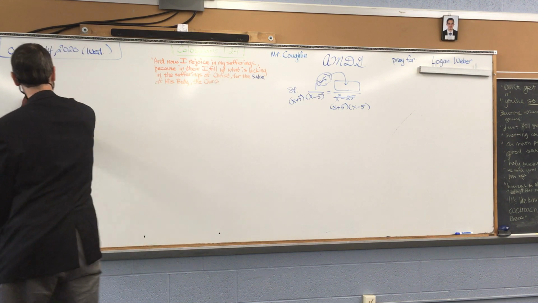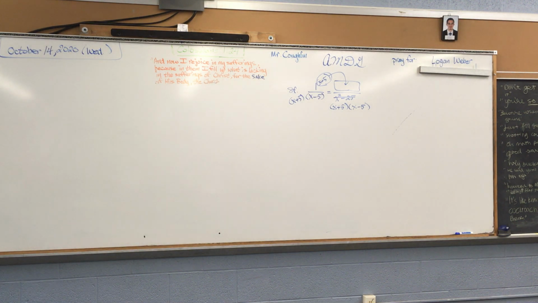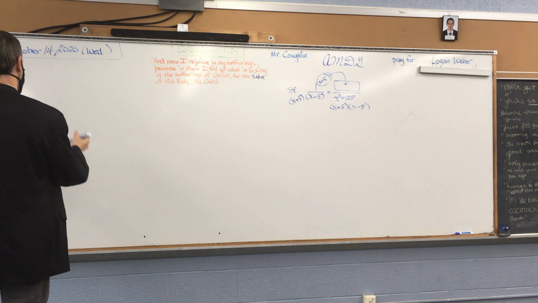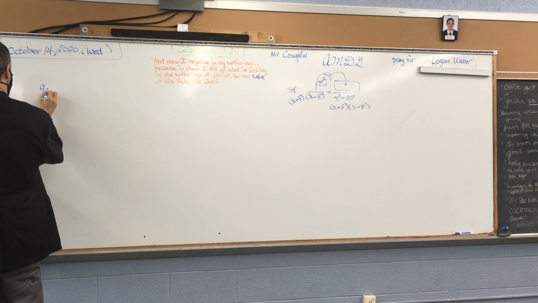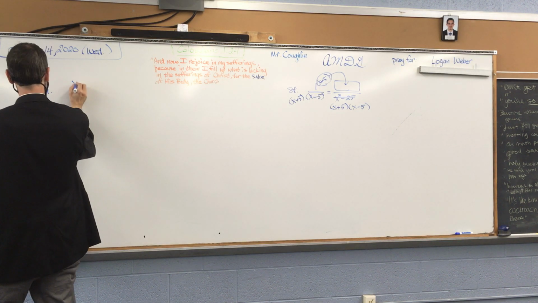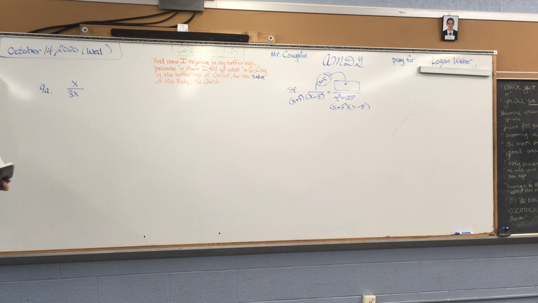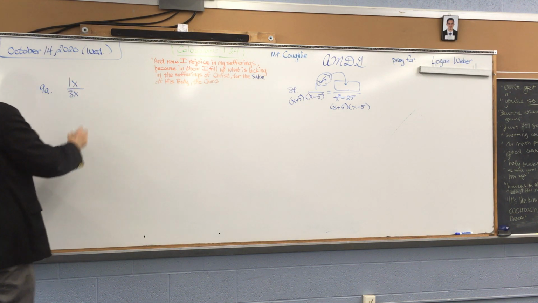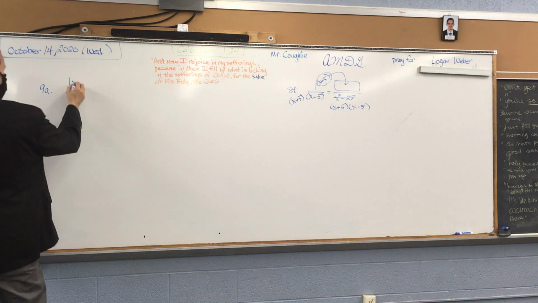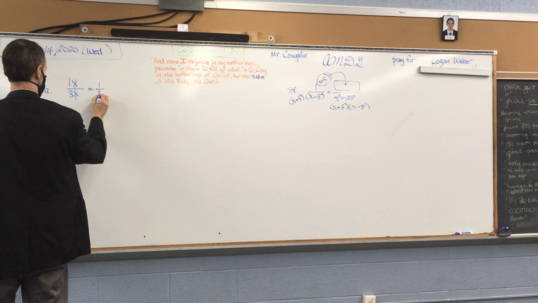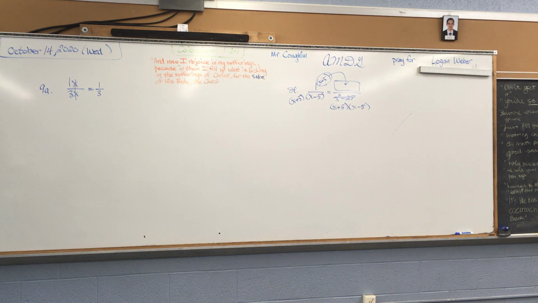Let's try number 9. They wanted to reduce if possible. I'm going to just carry the book, it'll be quicker. Number 9a. We had x over 3x. I would strongly urge you do this. Put a 1 in front of this. The x's cancel, 1/3. Okay.